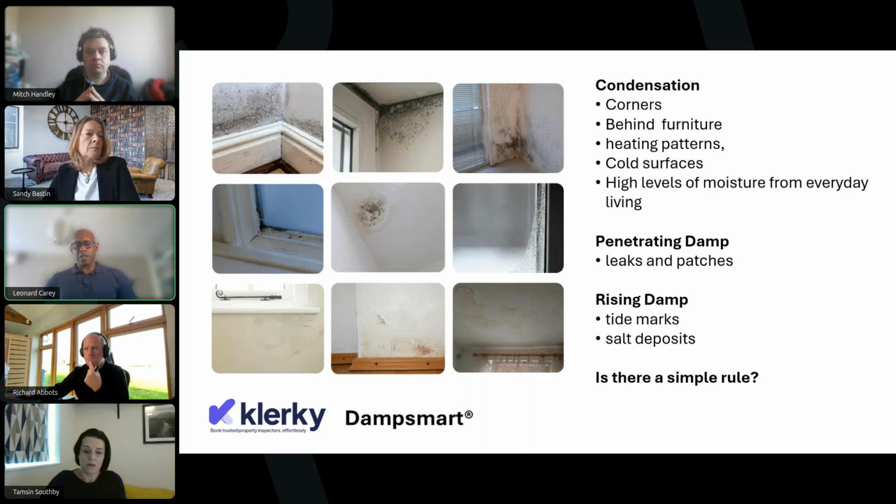Now, the one question: is there a simple rule to this? Is there a simple rule where you can walk into a property and say, this is what the problem is? I'll give you an example of why it's not that simple, because the answer really is no, there isn't. We had a property right on a riverbank, a really nice big converted property, and there's mold and damp in cupboards and on clothes. The landlord thought the tenant simply wasn't ventilating the property at all.